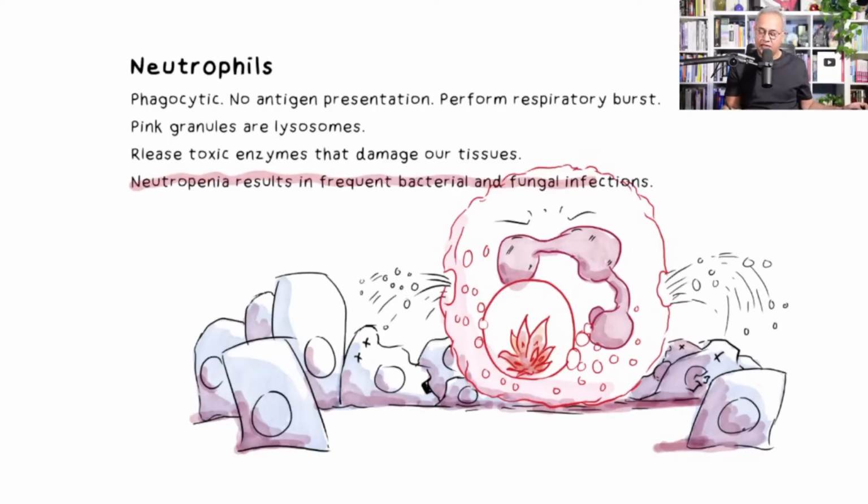And then, if somebody has neutropenia, that is less number of neutrophils, then that person develops a lot of bacterial and fungal infections, which tells us that neutrophils play a role in helping against bacteria and fungi as well, in addition to the viruses. But especially they are good for bacteria and fungi.